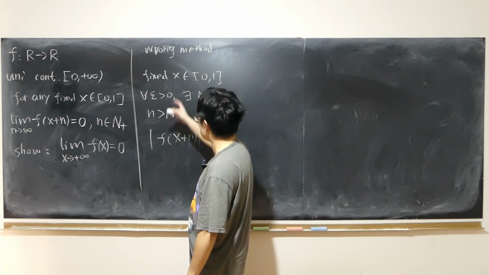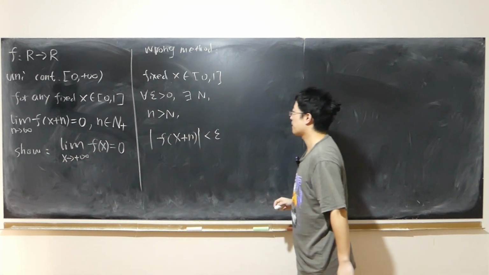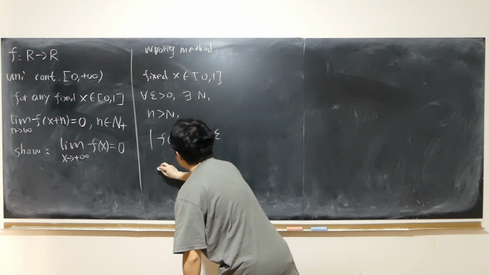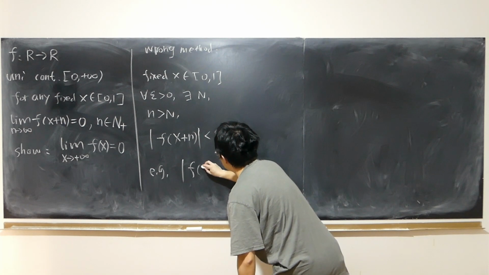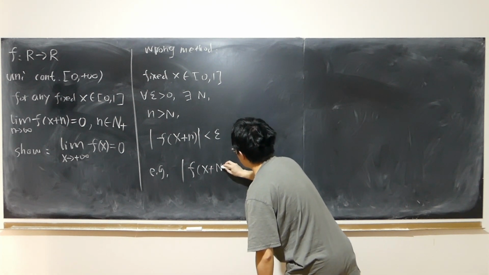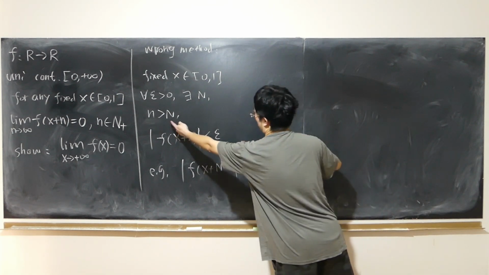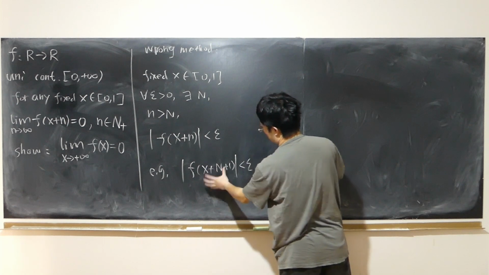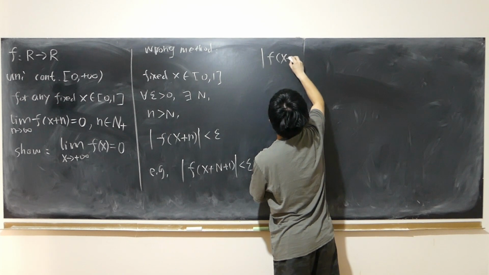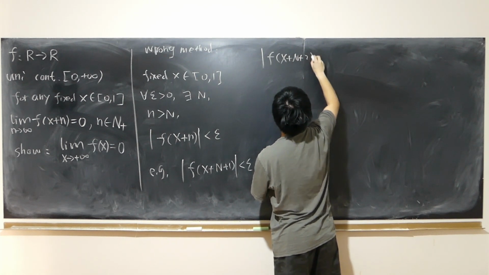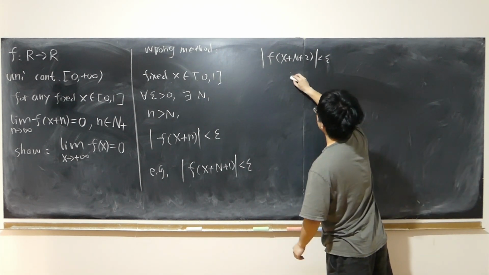So this x, notice, is fixed. So this limit is 0. That's what it means. For example, the absolute value of f of x plus capital N plus 1 is less than epsilon. As long as small n is big enough, bigger than capital N, this is true. And for example, the absolute value of f of x plus capital N plus 2 is also true, also smaller than epsilon, so on and so forth.